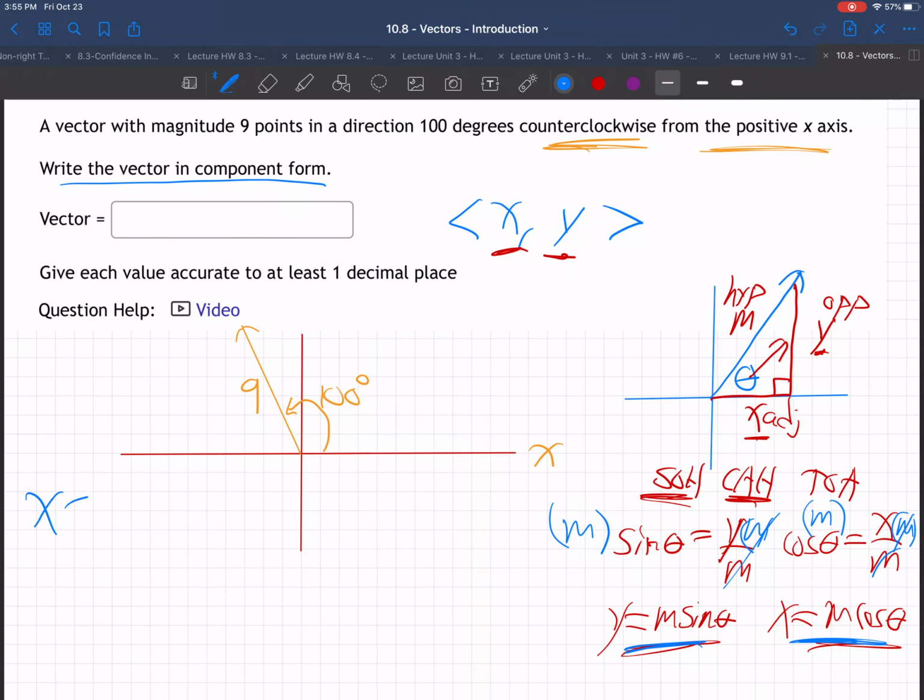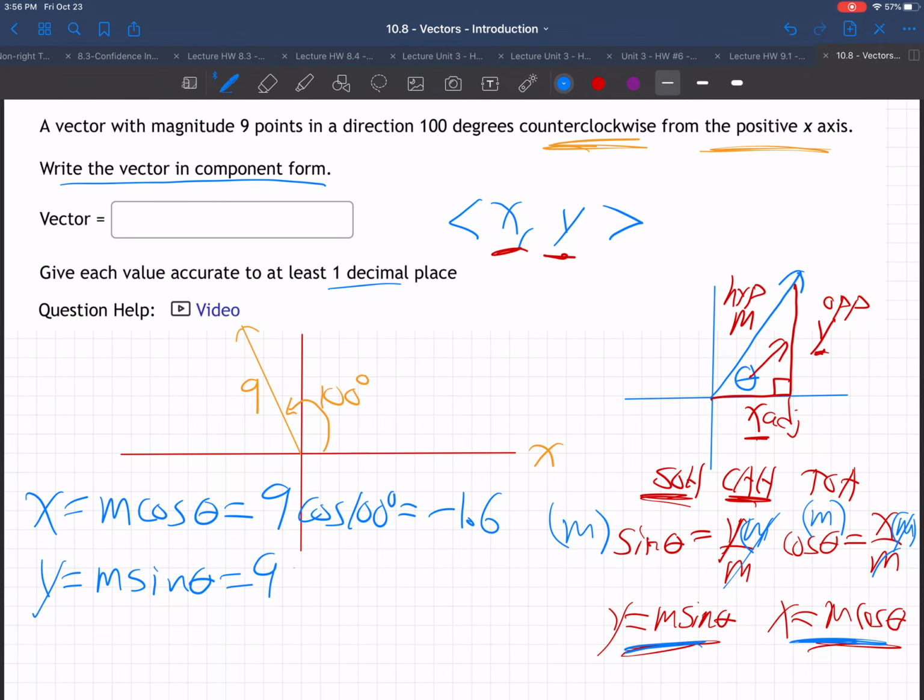So if we want to find the x component, it's magnitude times cosine theta. What's the magnitude? 9 times the cosine of 100 degrees. Use your calculator, and make sure you're in degree mode. I get minus 1.6, and they want 1 decimal place. And y is m sine theta, which is 9 sine of 100 degrees. Use your calculator for that one as well. I'm getting 8.9 when it rounds.